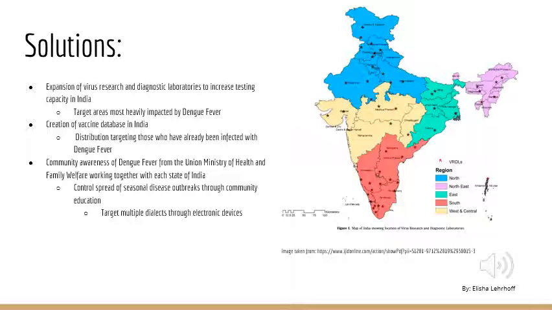In addition to the vaccine, community awareness of dengue fever must be a priority between the Union Ministry of Health and Family Welfare, which is India's public healthcare system, working together with each state of India on community education. Each state can have multiple dialects among citizens, which can make education on dengue fever difficult to understand and pass along. A solution for this would be electronic devices such as smartphones or computers, which can translate informational knowledge on dengue fever to a dialect of preference based on the individual's location and serve as a solution for community education on dengue fever in India.